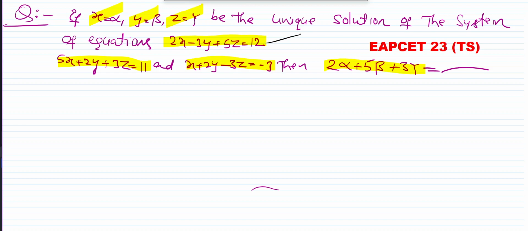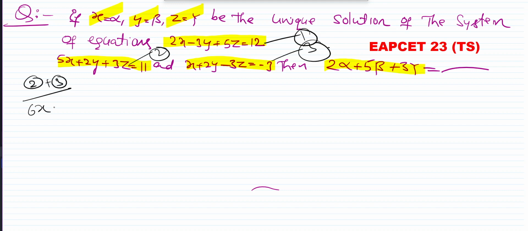This is taken as the first equation, this is the second equation, and this is taken as the third equation. First add the second equation and the third equation. Here 3z and minus 3z cancel, 5x plus x is 6x, 2y plus 2y is 4y, is equal to 11 minus 3, which is 8. Taking 2 common, this is 3x plus 2y is equal to 4. This is taken as the fourth equation.